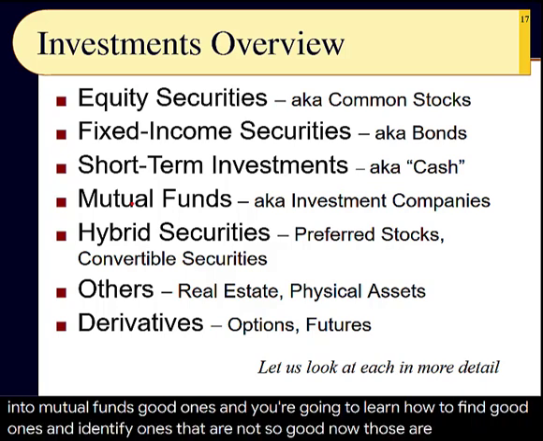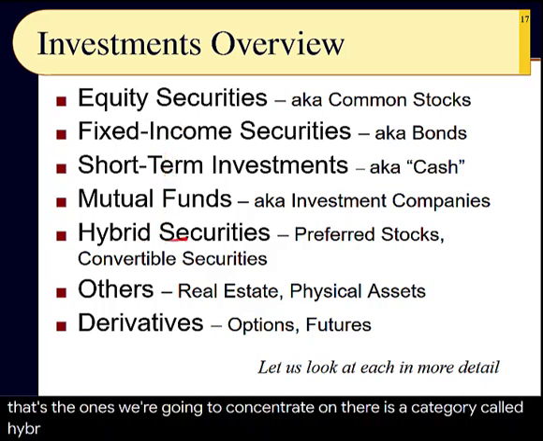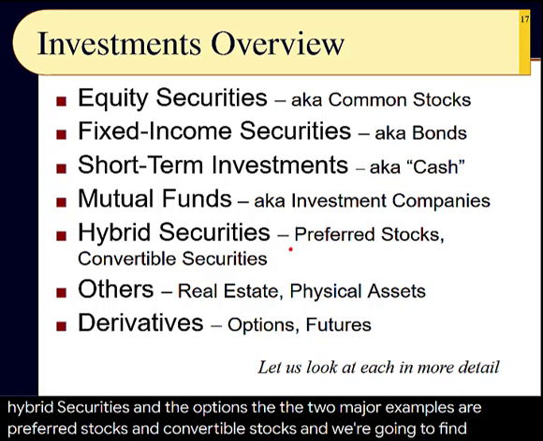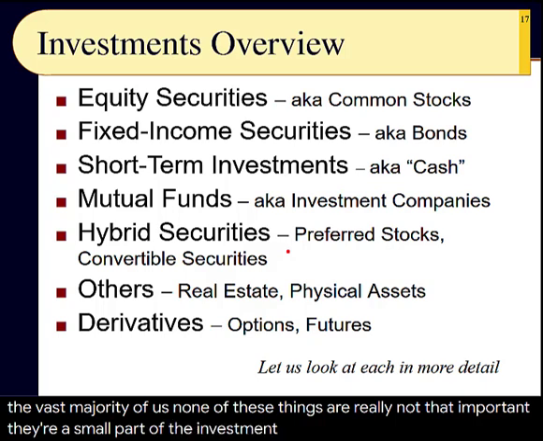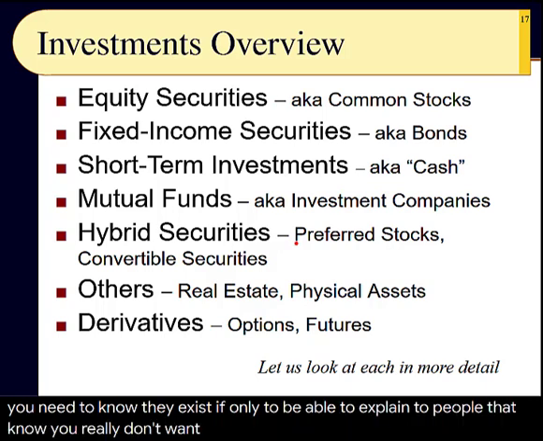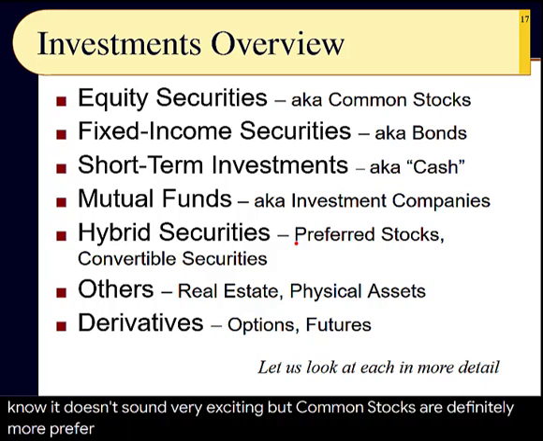Now, those are the main four. These are the ones we're going to concentrate on. There is a category called hybrid securities. And the two major examples are preferred stocks and convertible stocks. And we're going to find that for the vast majority of us, no, these things are really not that important. They're a small part of the investment universe. But as investment gurus, you need to know they exist, if only to be able to explain to people that, no, you really don't want preferred stocks. You want common stocks. I know it doesn't sound very exciting, but common stocks are definitely more preferred than preferred stocks. And we're going to find out why.